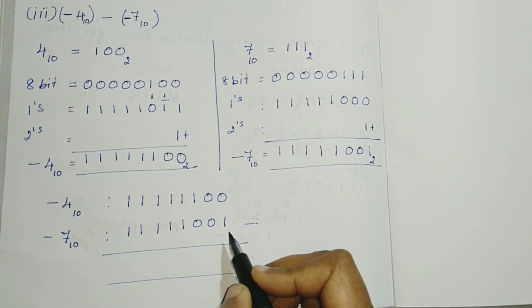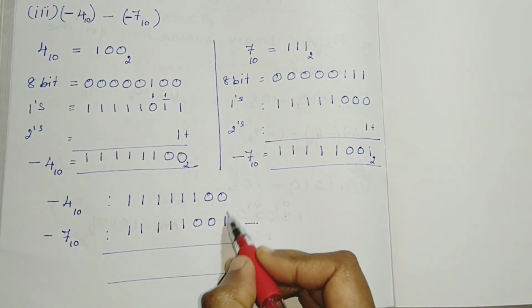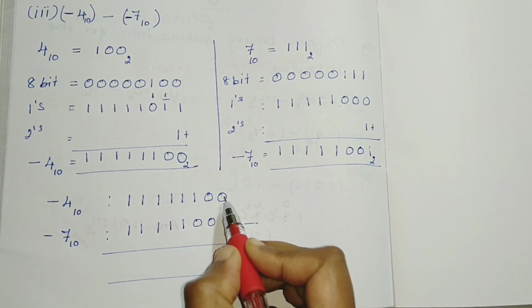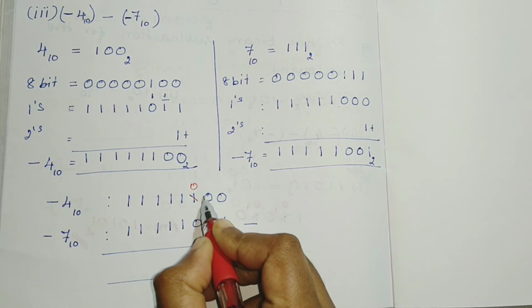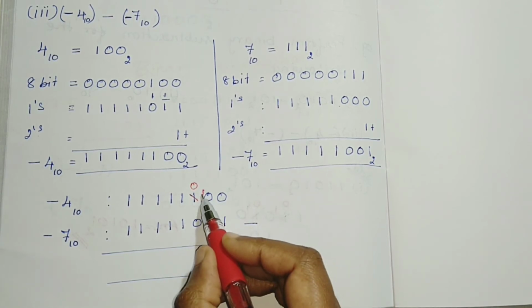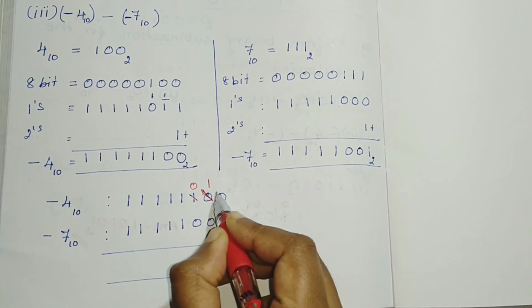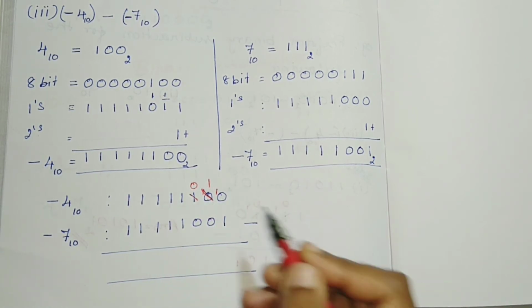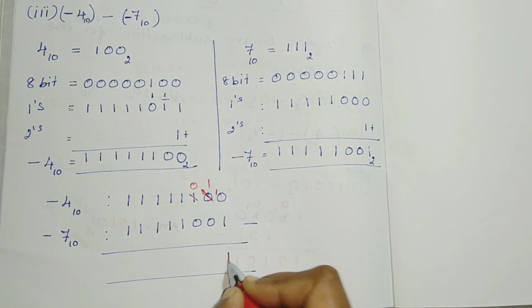0 minus 1 is not possible. You have to borrow 1 from the next significant bit and that bit is also 0. So move on to the next bit. Now strike out this 1 and replace it with 0. Add 1 here. It is 1 0. So strike out this 1 0, write 1 and borrow 1 to the least significant bit. So 1 0 minus 1 is 1.